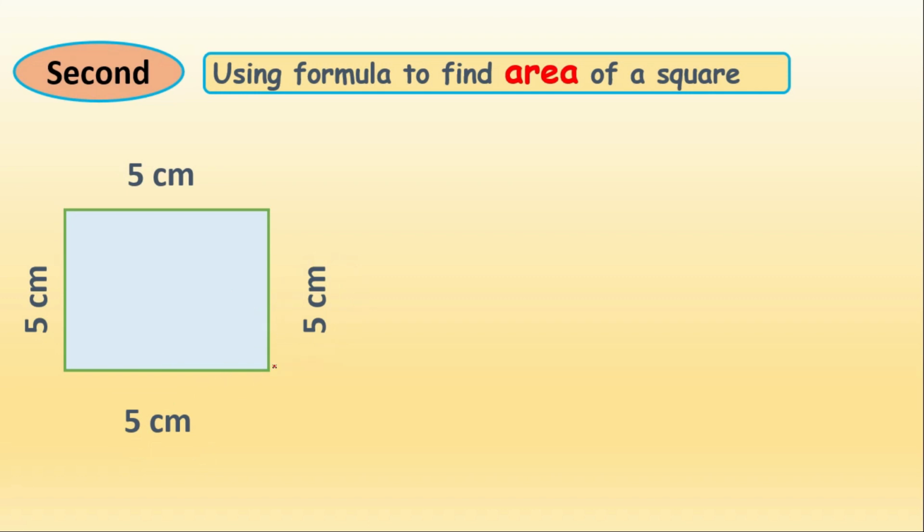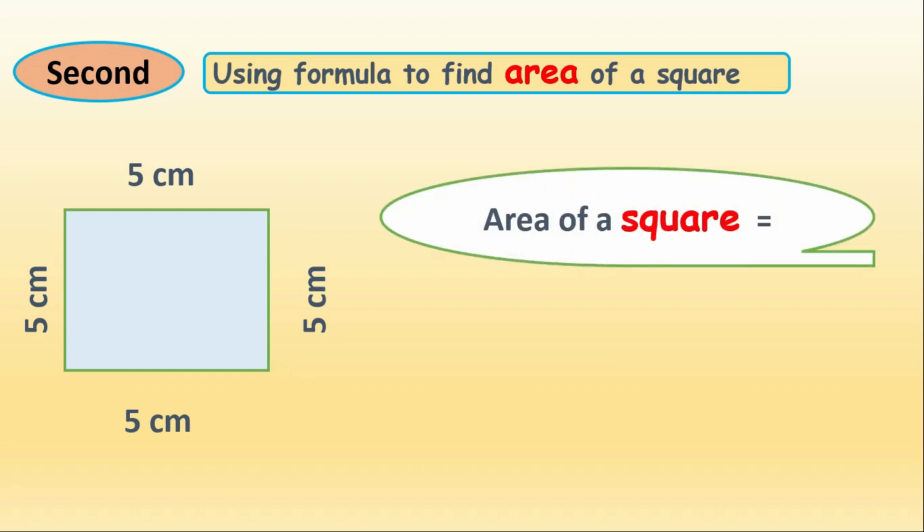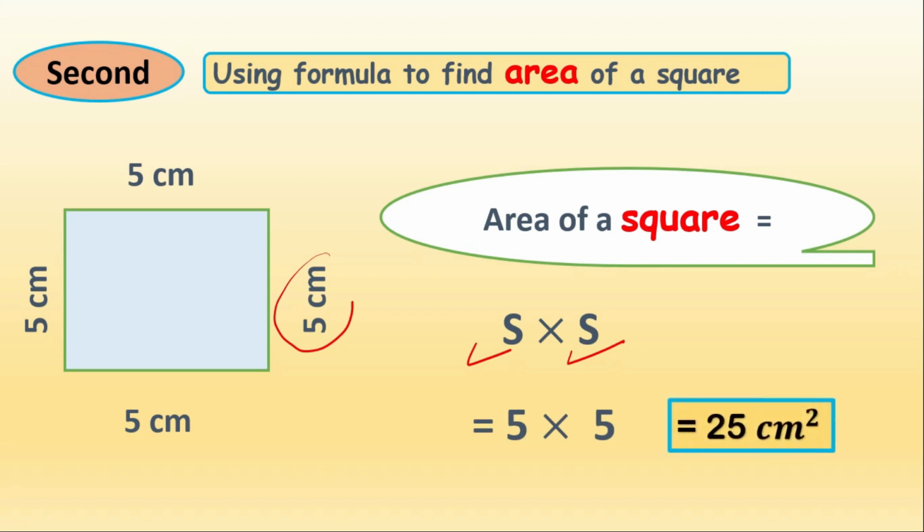Okay, so we get a new rule very similar to the area of a rectangle. Area of a square equals side length times side length, because they are equal. So multiply side times itself. Means 5 times 5 equals 25 centimeter squared, and don't forget squared.